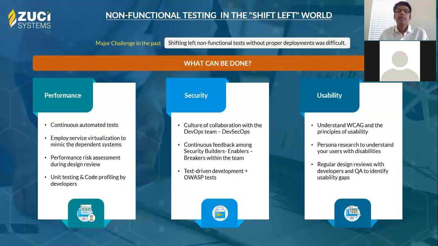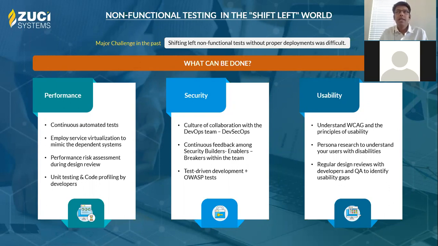Now, this is something that we spoke about earlier. Shifting left non-functional tests without proper deployments was difficult. That is why we spoke about continuous deployment and continuous testing as two practices that are very, very important for shift left testing. So without deployments or without a proper environment, you cannot do non-functional tests in the shift left movement, basically.